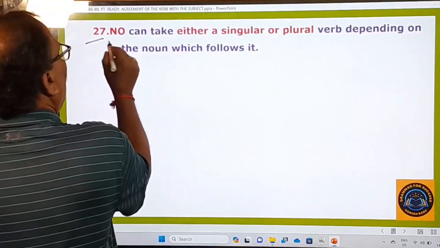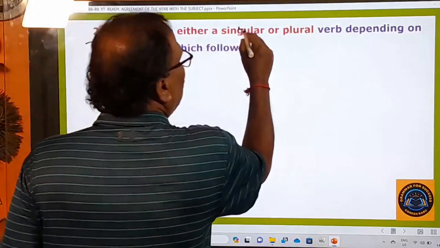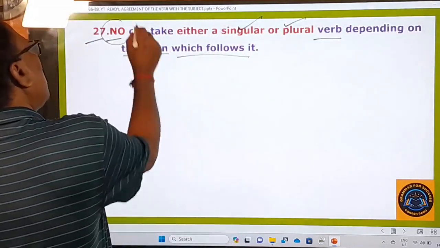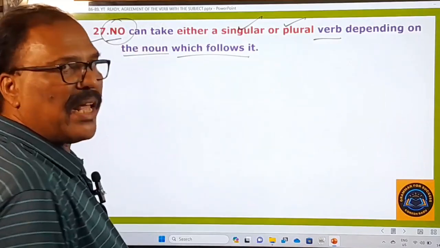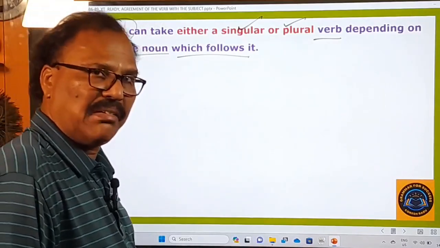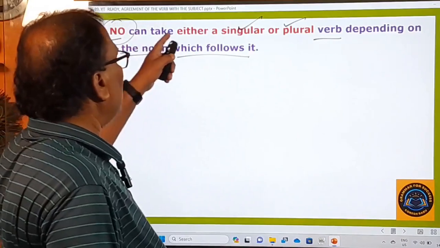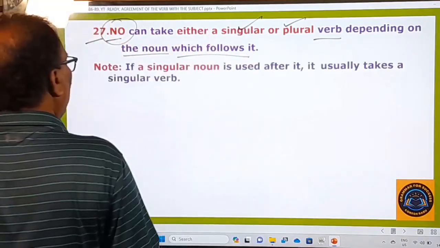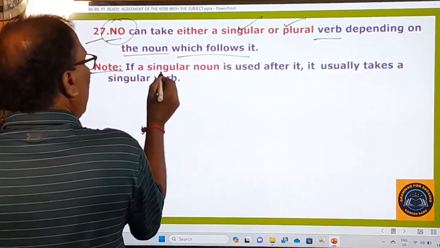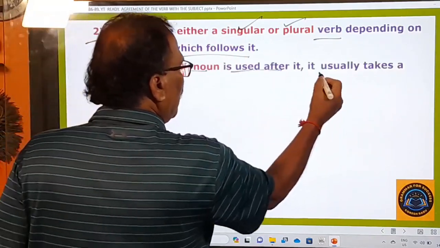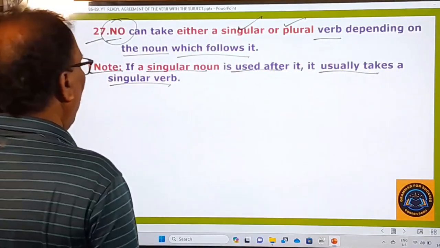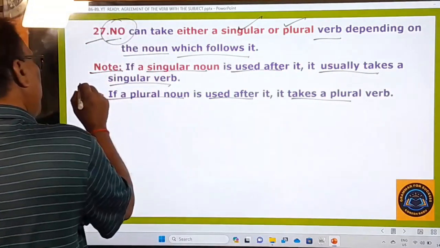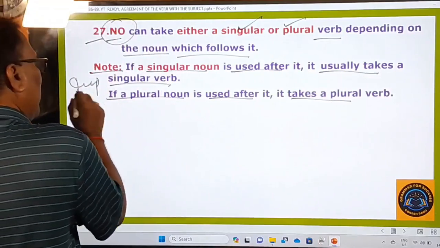The 27th rule: no can take either a singular or a plural verb depending on the noun which it follows. This no works in the same way as the previous word none. Pay attention to the note: if a singular noun is used after it, it usually takes a singular verb. If a plural noun is used after it, it takes a plural verb. Please keep this note in your mind. Very, very important.